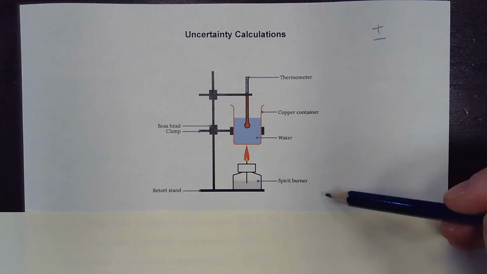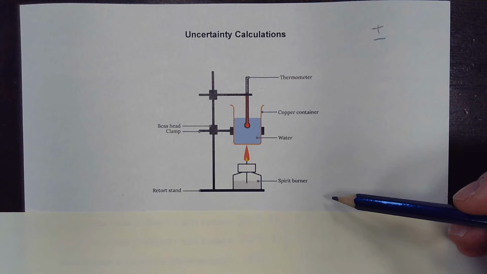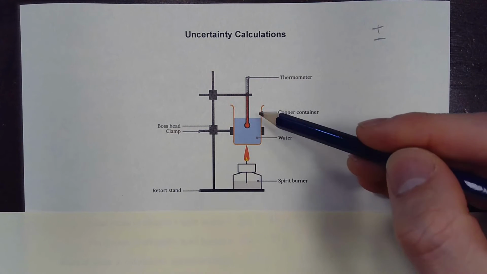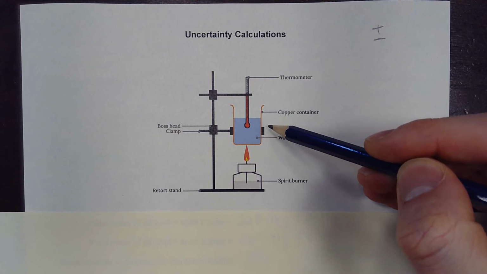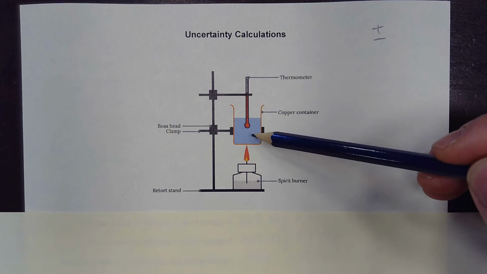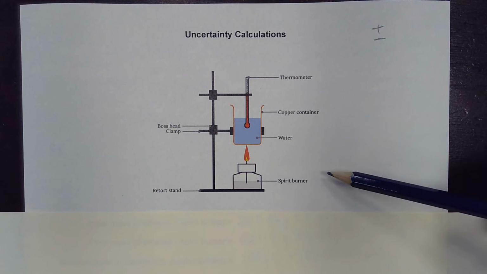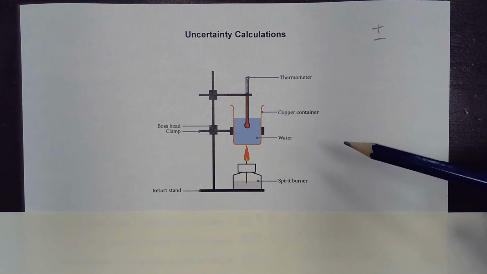Today, we're going to look at this experiment. This is a fairly common experiment at both GCSE and the sixth form. There's a spirit burner and a copper can, often called a calorimeter, and inside that is water and a thermometer. And this experiment is used to measure the enthalpy of combustion of the fuel in the spirit burner.